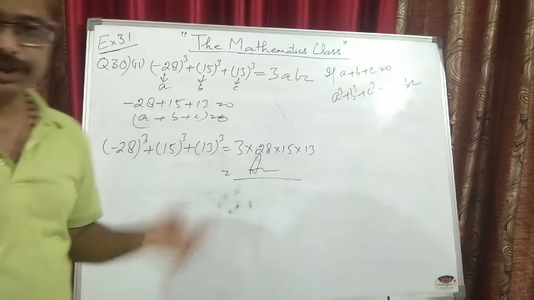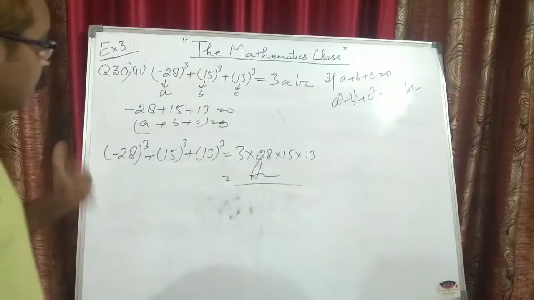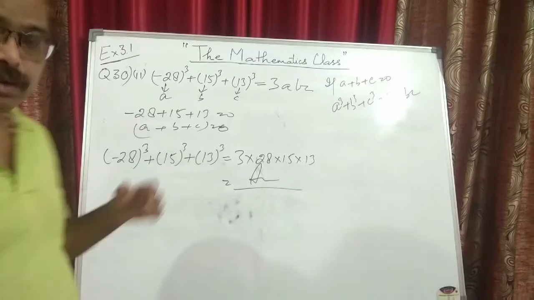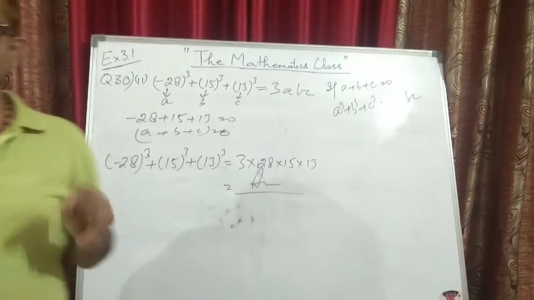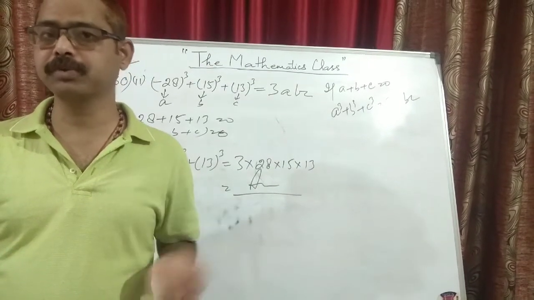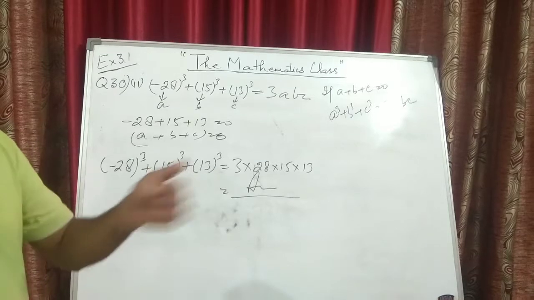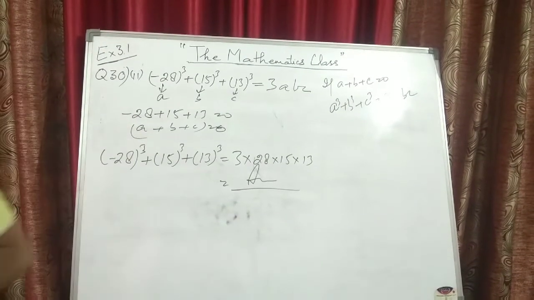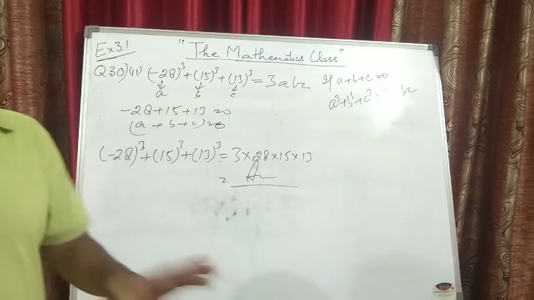After this question, we have finished all the questions of exercise 3.1. Now we will be discussing the questions in exercise 3.2, and there also we will be taking the multiples of 3, because there are 30 or more questions, something like that. So anyway, we'll just move on to exercise 3.2.